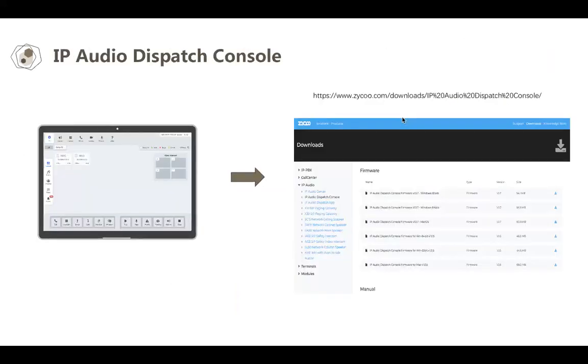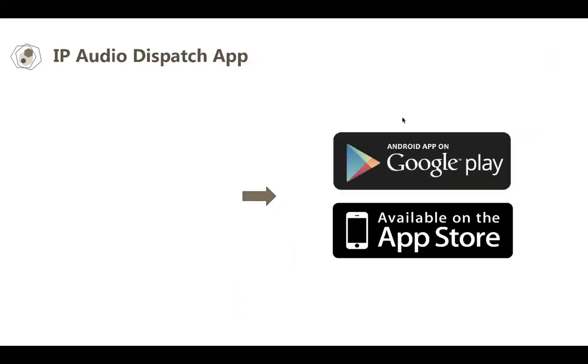And the next application would be our IP audio dispatch console. Since it is a desktop software application, you can download it directly from our website. I have attached the link in this presentation that you can access to download the IP audio dispatch console. Simply click the download button, download and install it. So that is for the dispatch console.